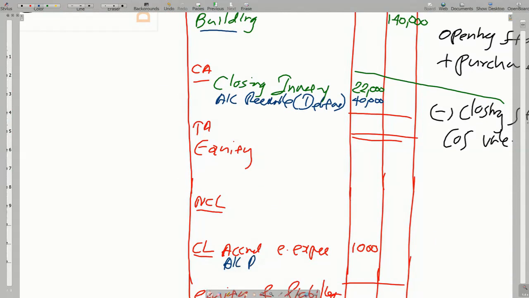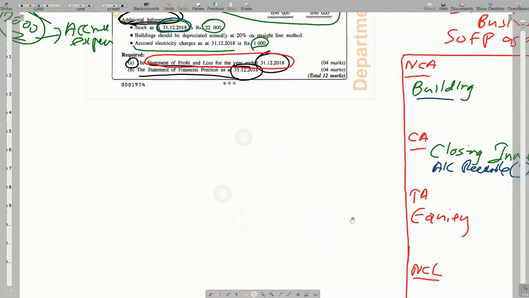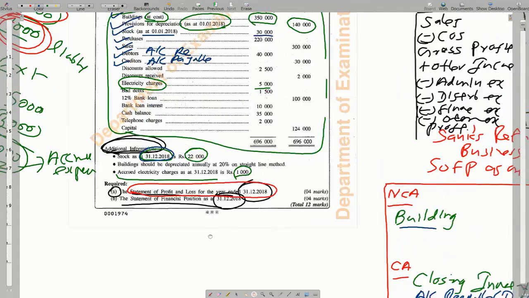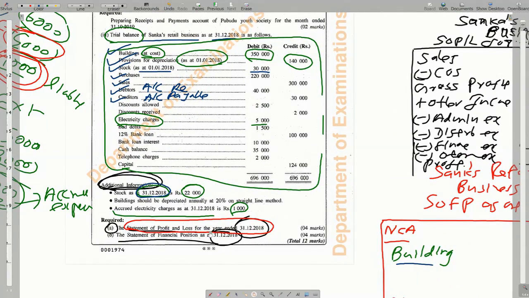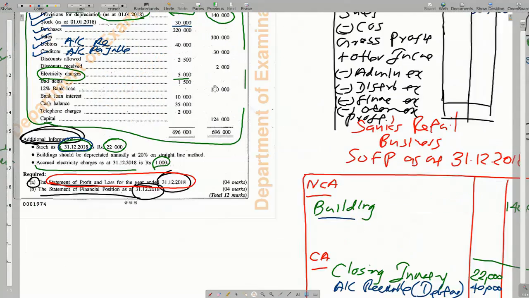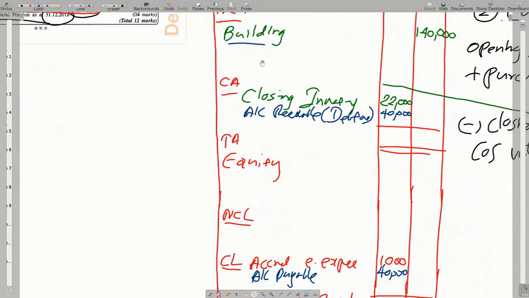Accounts payable. So debtors is 40,000 and payables is 30,000.